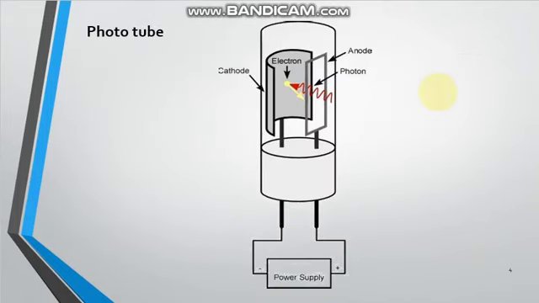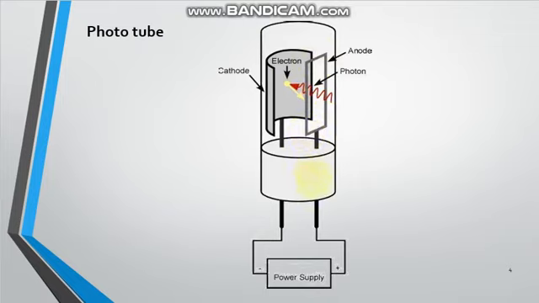In this experiment we are using a phototube. This is the block diagram of the phototube. The phototube consists of a semi-cylindrical metal surface which acts as a cathode, and a rectangular wire that acts as an anode. When electromagnetic radiation consisting of photons is incident on the semi-cylindrical metal surface, the electrons are released from that metal surface. They are collected by this anode.